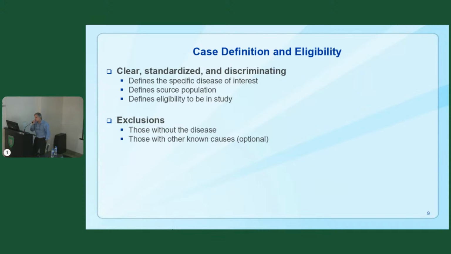So case definition: clear, standardized, and discriminating definition of a case. Define the specific disease of interest, define the source of that population, define the eligibility to be in a study. And you create exclusions to maximize the findings of your odds ratio later on and to maximize the absence of bias. So you don't want to include people that should not be in that study.